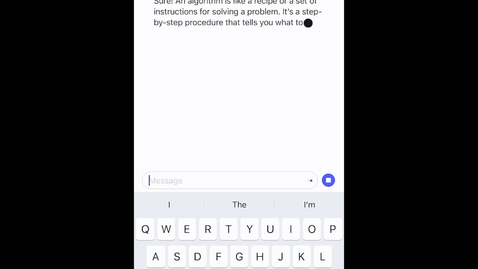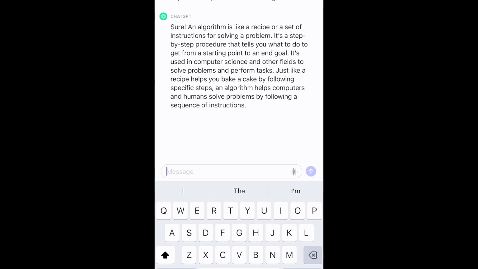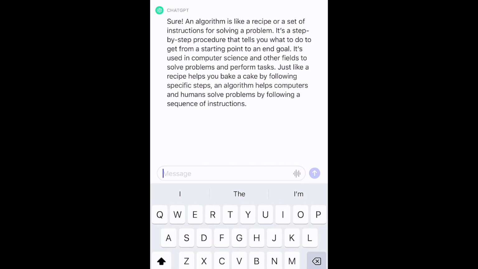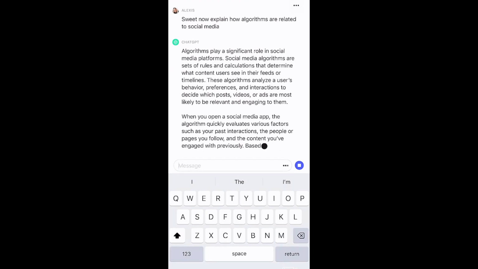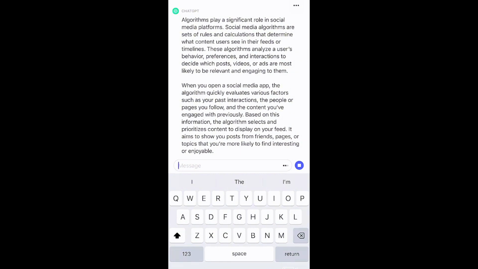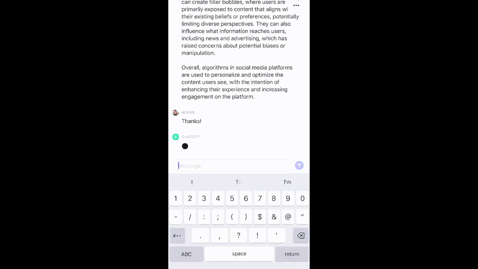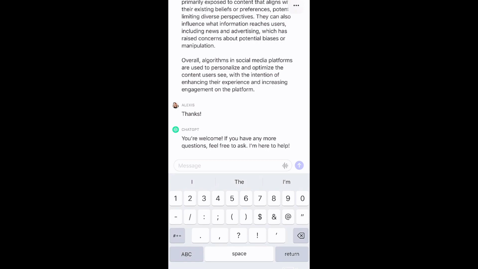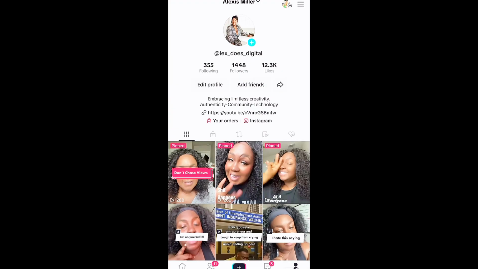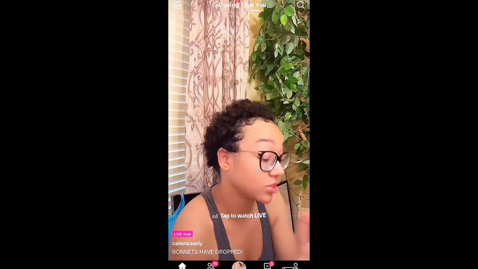So it does explain to us that the algorithm is like a recipe or a set of instructions that help solve a problem essentially. Of course, you can pause to read that explanation, but now I'm going to ask AI to explain how the algorithm correlates to social media. Absolutely can pause to read, but what I want to point out is that the algorithms analyze user behavior, preferences, and interactions to decide what posts, videos, and ads are most likely relevant and engaging to the target audience. And what I want to point out is it's doing this for every single user that's on their platform. So for example, TikTok has over 1 billion users. So there's no way that the actual algorithm can have anything against you personally.